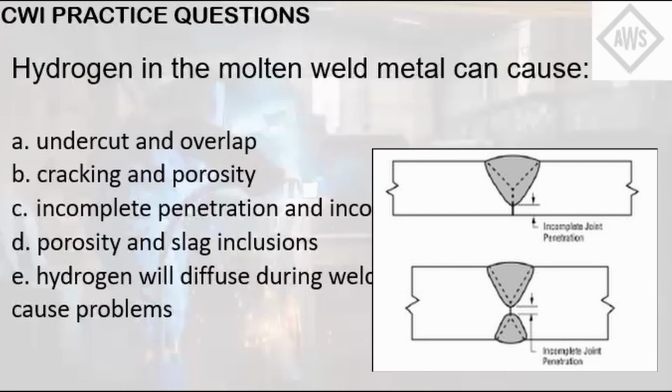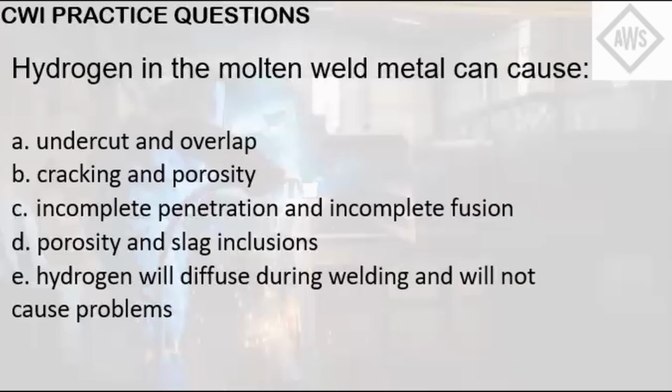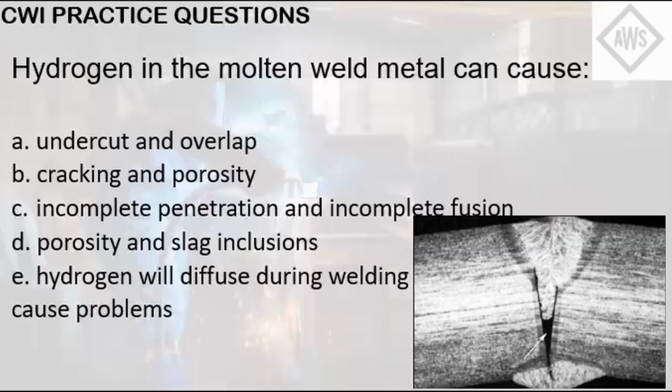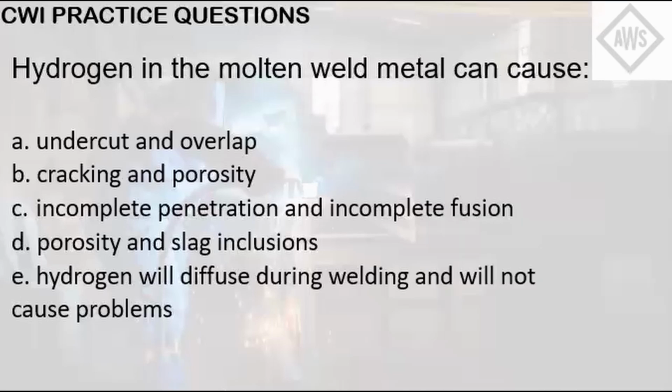Incomplete penetration is a discontinuity associated only with groove welds. It is a condition where the weld metal does not extend through the joint thickness. Incomplete fusion in the meantime is a weld discontinuity in which fusion did not occur between weld metal and fusion faces or adjoining weld beads, meaning the weld metal and the base metal did not fuse together. Letter E is obviously not correct because hydrogen is one of the causes of cracking and porosity. The answer here is letter B, cracking and porosity.